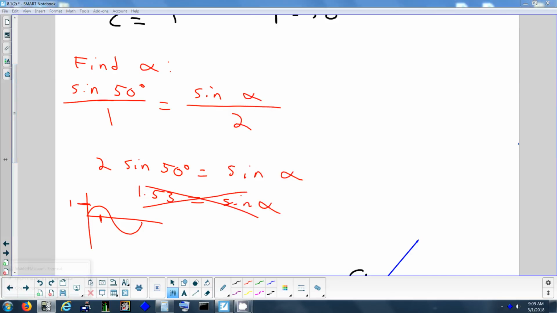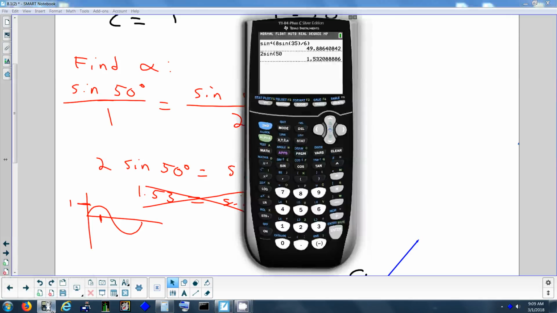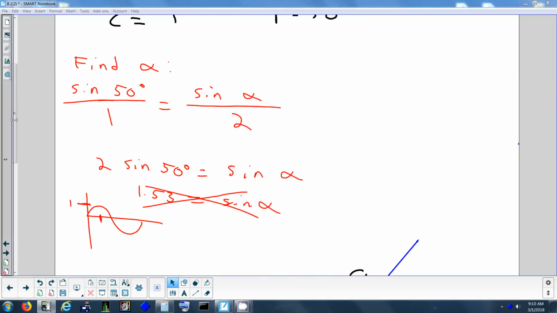If you're still not sure, try it. Take inverse sine of each side on your calculator. Just bring the calculator right up. Second, inverse sine of 2 sine 50. Error. It says it can't do it. So if you realize that early on, then you don't even have to waste time plugging it in and then wonder, oh geez, did I do something wrong? No, you didn't do anything wrong. It's just that this is a no solution.